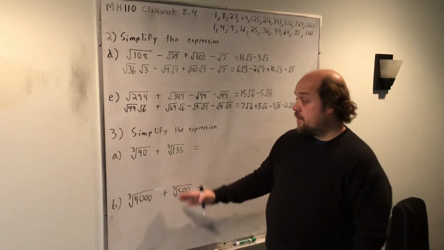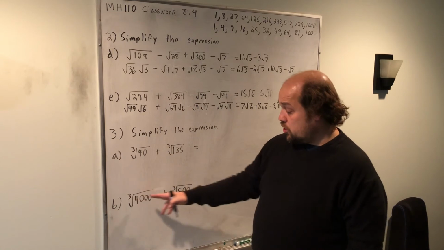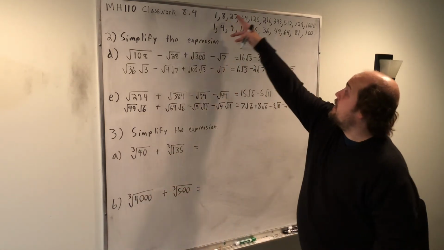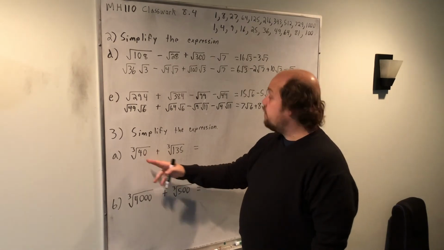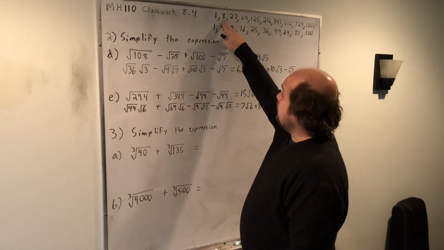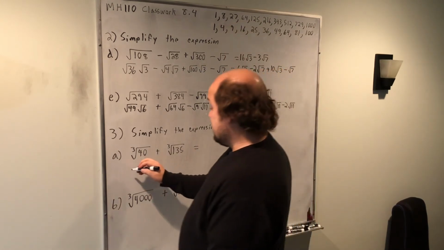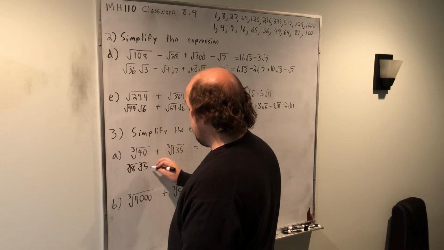When I go to simplify the expressions in part 3, I see that the index number has changed to cube roots, so I need to be using my list of perfect cubes. When I go to see what will go into 40 evenly, I start with 27, it doesn't work. Then I see that 8 does work. Specifically, 8 times 5 gives me 40.